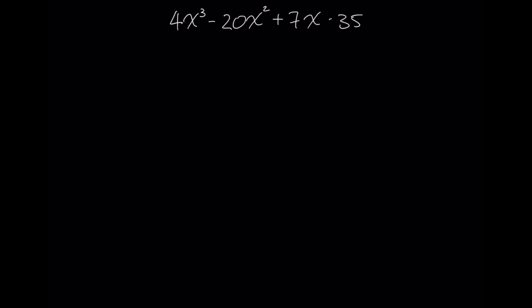In this video, I'll be covering how to factor another type of polynomial. Here is our polynomial. What we're going to do is separate them into two groups. Focus on the numbers 4, 20, 7, and 35. So 4 is a factor of 20, and 7 is a factor of 35.